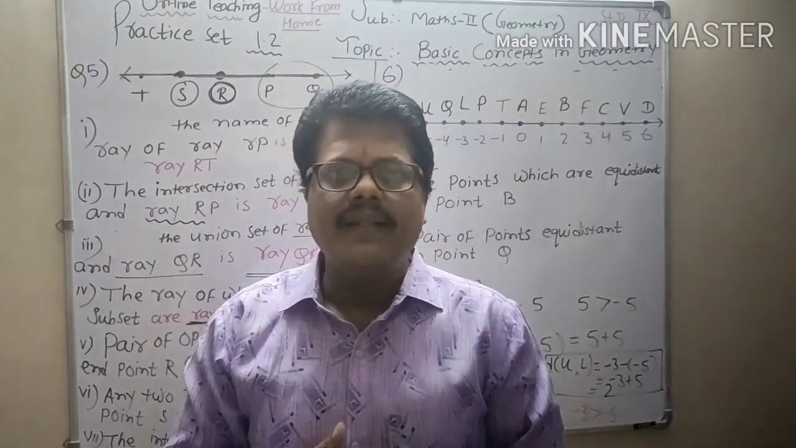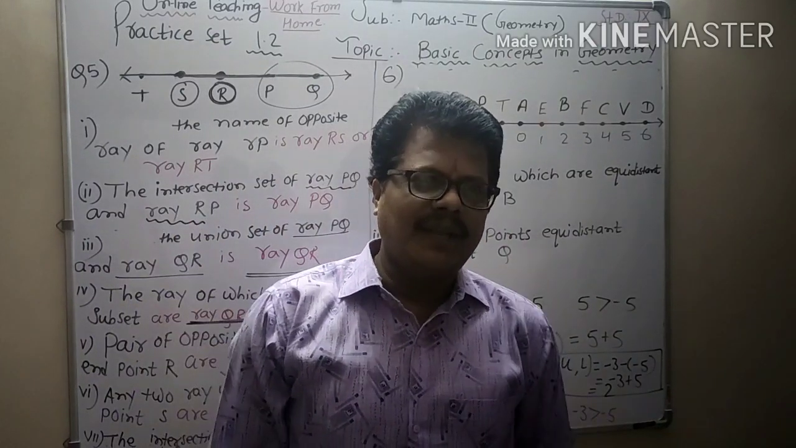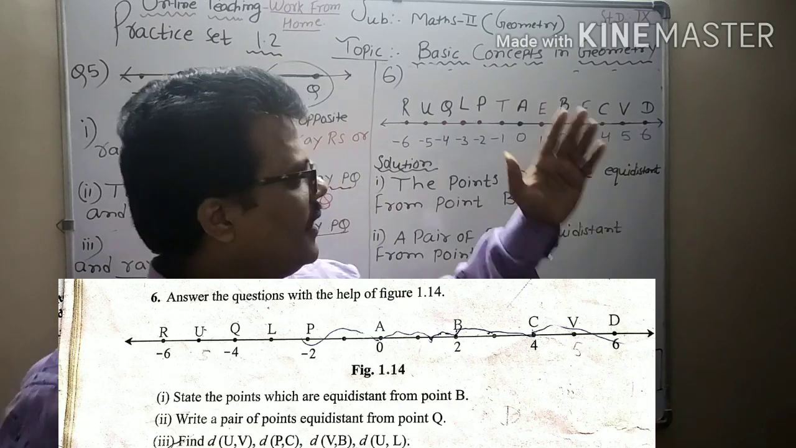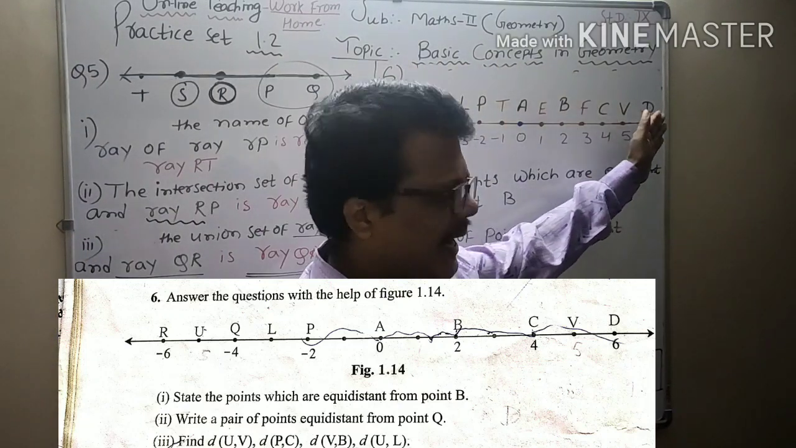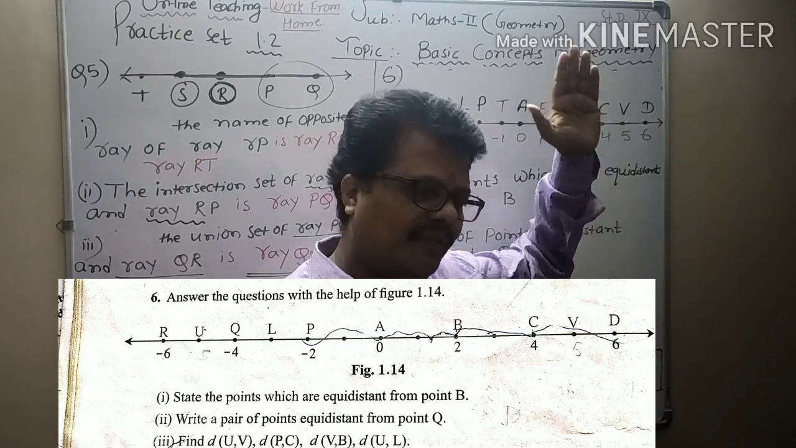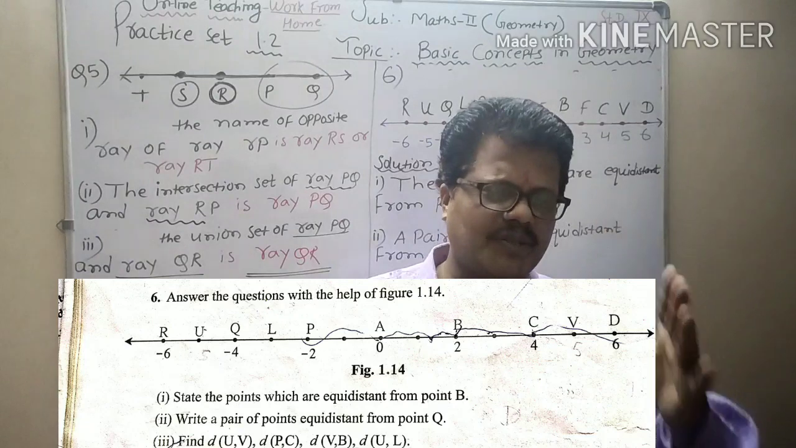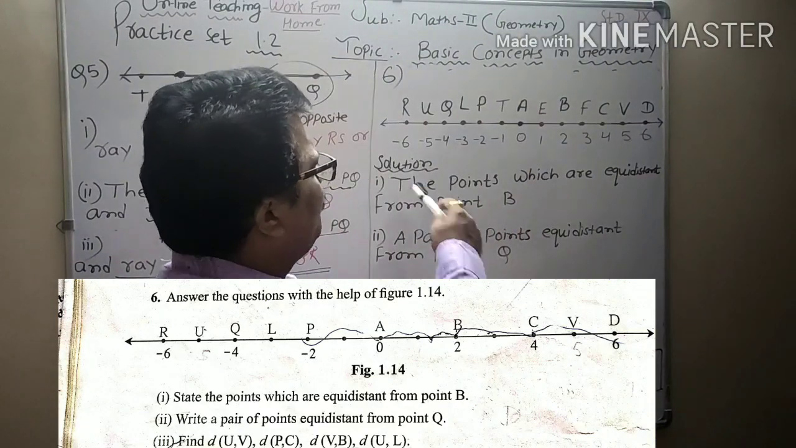So in this way we completed question number 5. Now let us come to the last question of practice set 1.2. Here is question number 6. You have seen a number line. You know the concept of number line very well. The first concept itself is based on the number line. So let us see here.